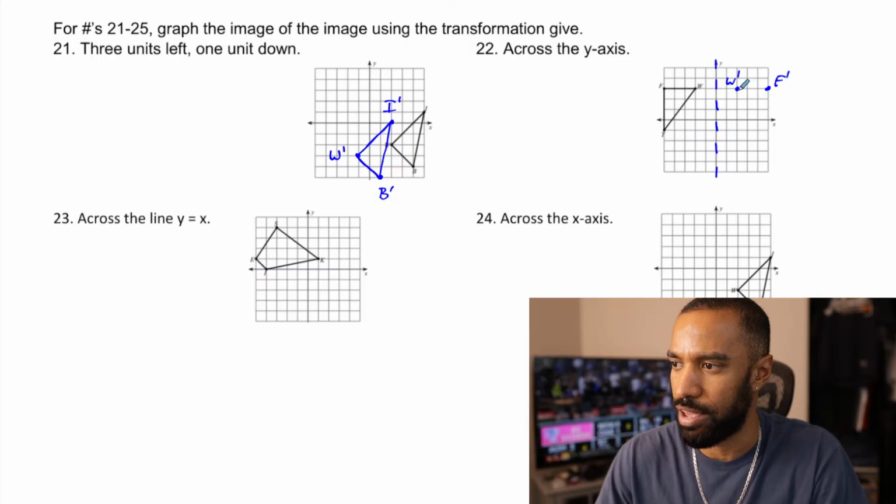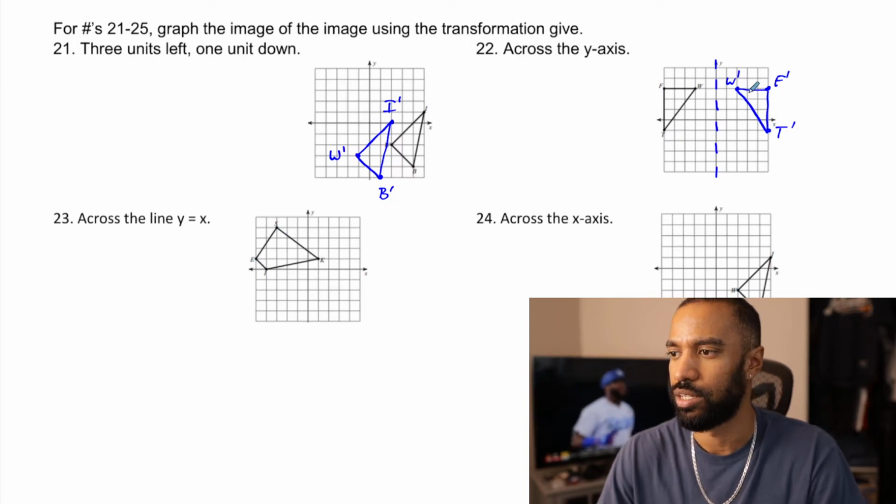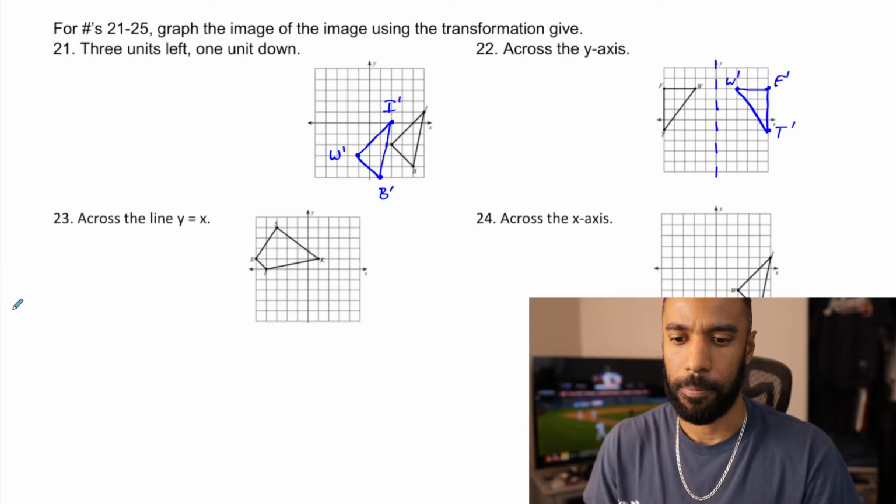F was 3 units to the left. Now it's 3 units to the right in the mirror. And this will go 5 away and 5 away right here, T prime, a few down from F, about 4 down right there. And you see that reflection. And make sure you label the parts as well.